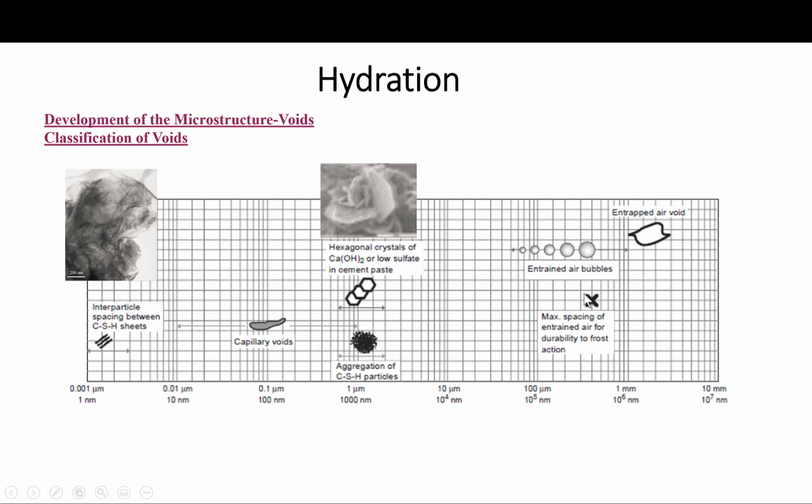Compare this to these. This one here shows, for example, the entrained air bubbles. These are the air bubbles we force to create within the concrete. Look at this, we're talking about 10 to the power 5 nanometers. This is the entrapped air, which incidentally gets mixed with the concrete during mixing. So this gives you really a sense of the size. Look at the variation of the size between this and this right here.